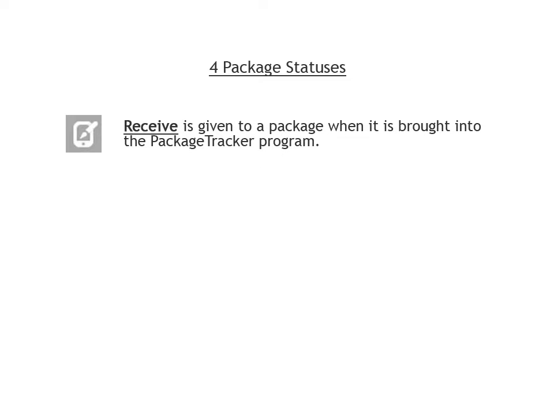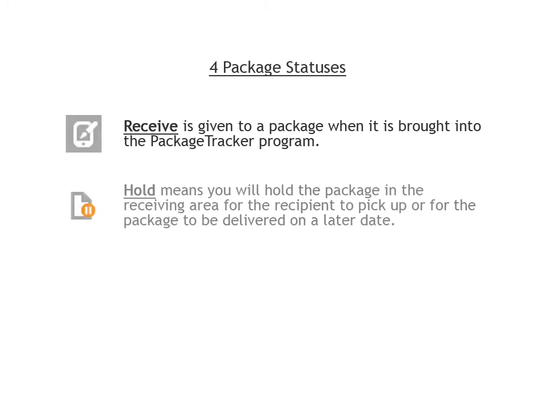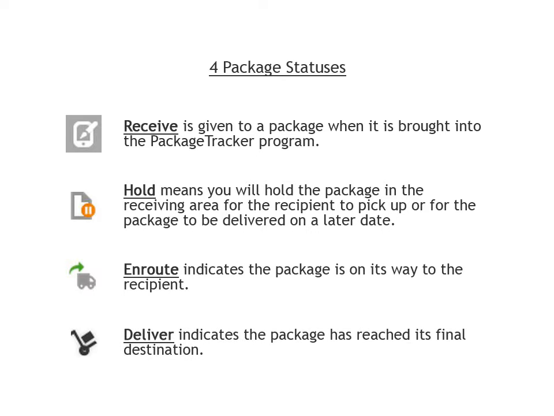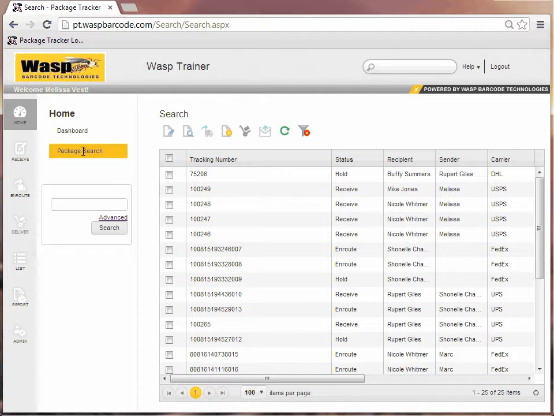Receive is the status given to a package when it is brought into the Package Tracker program. Hold means you will hold the package in the receiving area for the recipient to come pick up or for the package to be delivered on a later date. En route indicates the package is on its way to being delivered, and deliver indicates the package has reached its final destination. You can search for a package using any of the fields in the list, such as tracking number, status, or recipient.